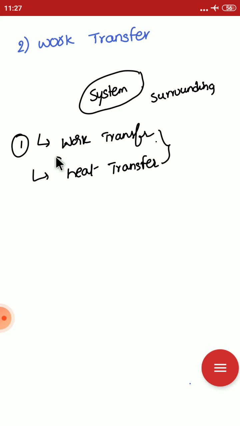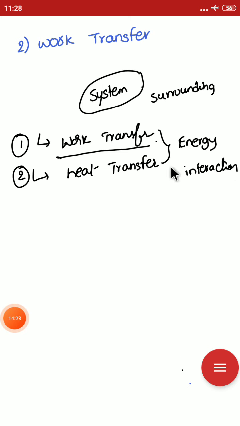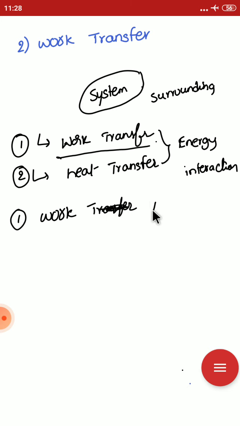First one is work transfer. Work transfer is one of the basic modes of energy transfer. Energy interactions take place only by the basic modes: work transfer and heat transfer. First, we will see work transfer. Work transfer is a basic mode of energy transfer.